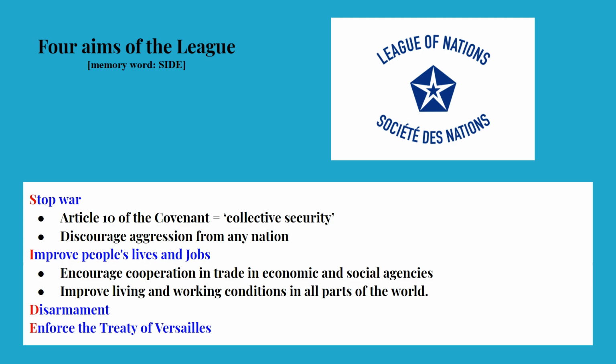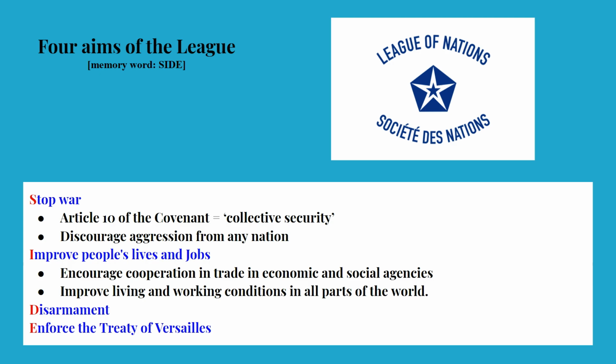And that helps us think about the 4 aims of the League of Nations. What is their goals? What are they actually trying to do? So for side, it's stop war, improve people's lives and jobs, disarmament, enforce the Treaty of Versailles. Now all of that will be explained later throughout this chapter, and actually some of them will be discussed in Chapter 3. Remember, Chapters 1, 2, 3 all work together. 1 sets the rules, 2 sees how it works, and then 3 actually takes Hitler trying to go against the League of Nations in the terms of the Treaty of Versailles.